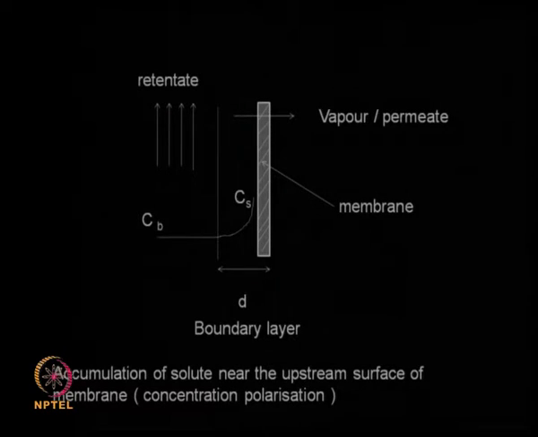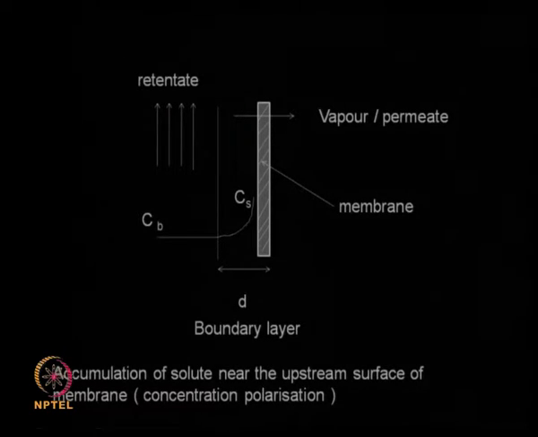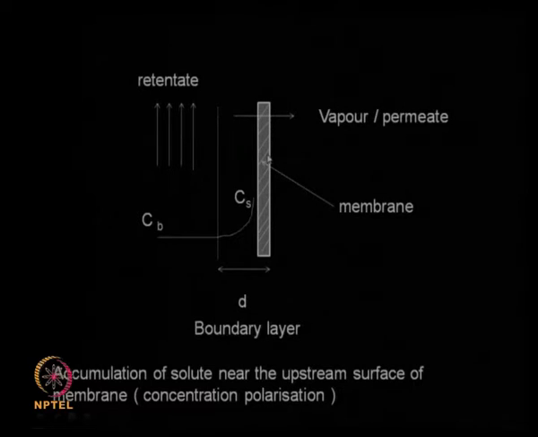Now as the membrane process takes place, if the vapor or liquid flows perpendicular to the membrane surface, what happens? This is the membrane surface. There is going to be an accumulation of solute near the upstream surface of the membrane. This is called concentration polarization. Normally the concentration near the upstream will be much larger than the bulk concentration. If Cb is your bulk concentration and Cs is the concentration near the surface, Cs will be much larger than Cb. This is called concentration polarization.